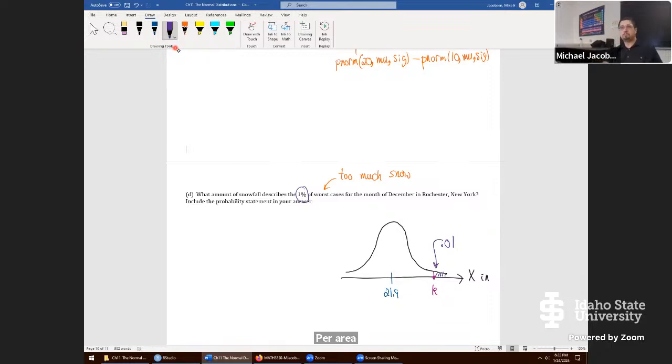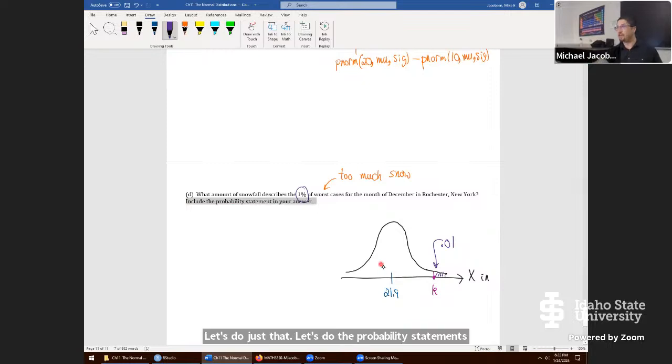So that graph right there, that's enough for me to start putting things into RStudio. It's also a good amount of information to just write down the probability statement itself. So let's do just that. Let's do the probability statements right here, then jump into RStudio. Definitely going to start like this. And we have some things to plug in.